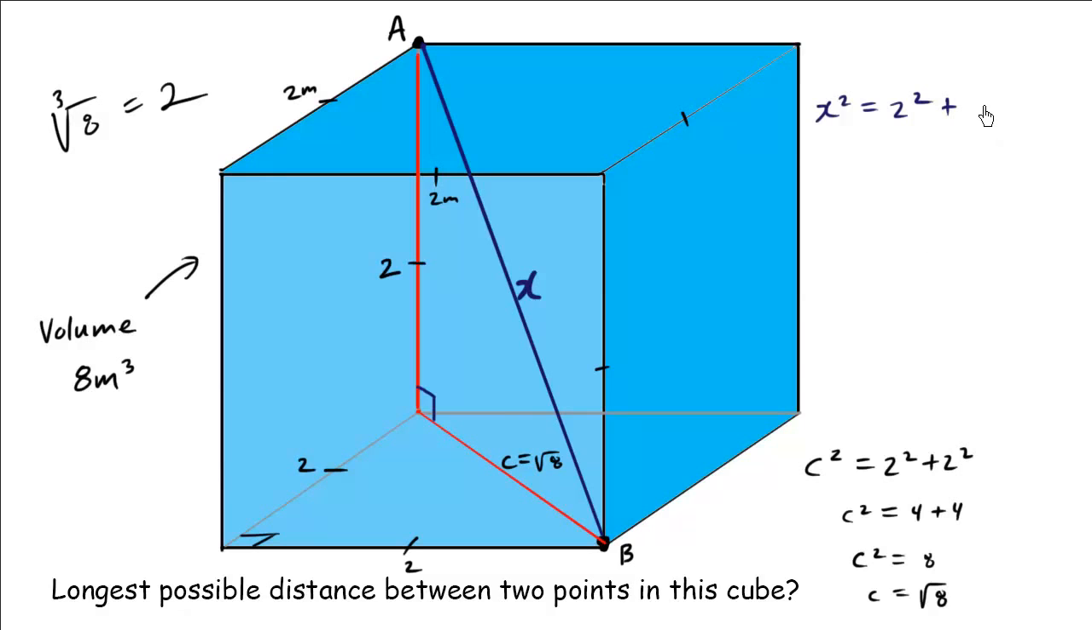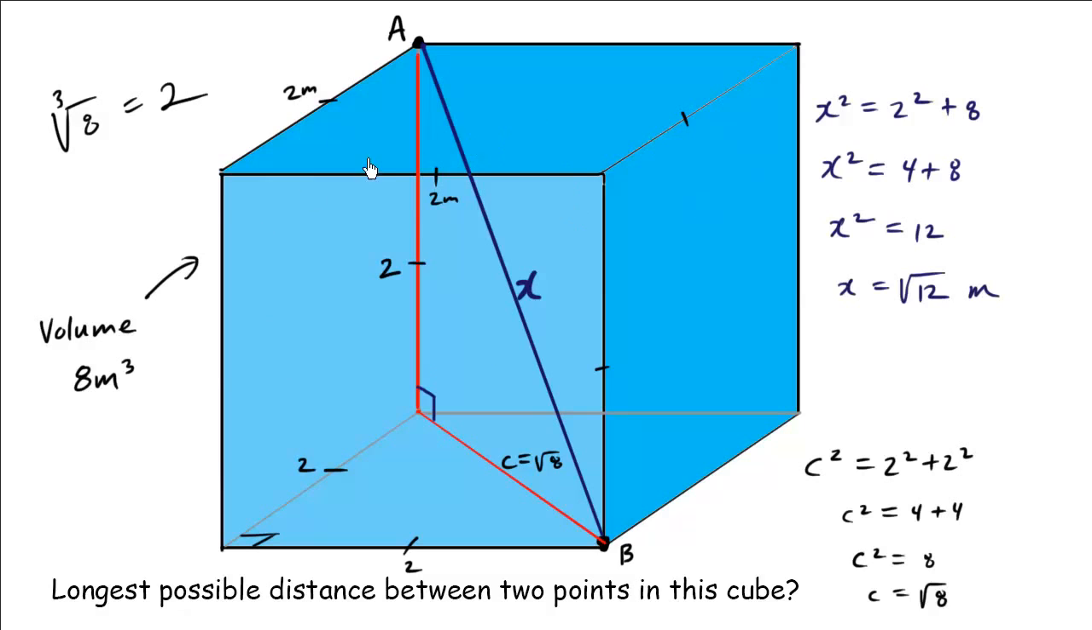And we know that c is root 8, but we're squaring it, so the square and the square root cancel out, so we end up with just plus 8. So x squared equals 4 plus 8. x squared equals 12. And so x equals root 12 meters. And that's our final answer. If you want to use your calculator to round to a certain number of decimal places, that's okay as well.